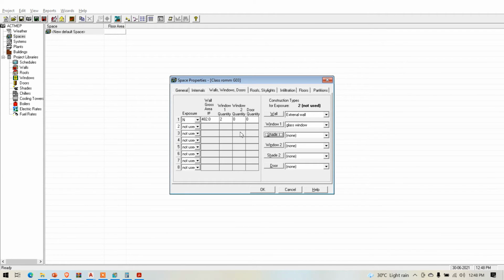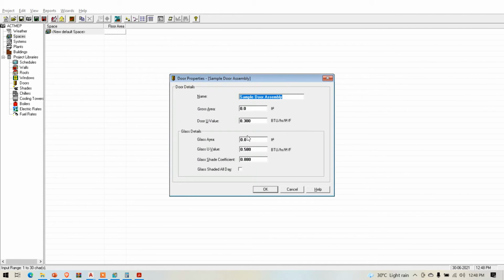If you have a door over here, the door values we have to provide over here. What type of door we are using, whether it is a glass door or wooden door, so the name we have to give, and the entire gross area of the door. If the door is 7 feet by 4 feet, 7 fours are 28. So the 28 we have to consider over here.